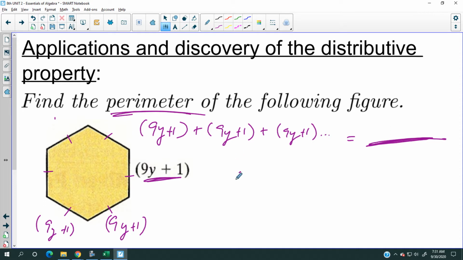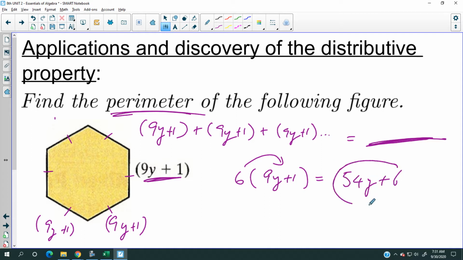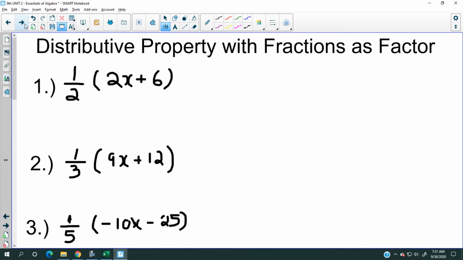It's got 6 sides, so we do 6 times (9y plus 1), and then we'll have our simplified expression. I wouldn't say that's the answer, but a simplified expression. So 9 times 6 is 54, so 54y plus 6. That would be the expression. So that's the birth of the distributive property. Having said that, we're going to distribute again. Let me see if I can use my rainbow marker, a fan favorite. So here we're going to distribute.